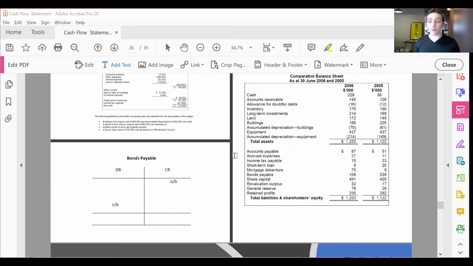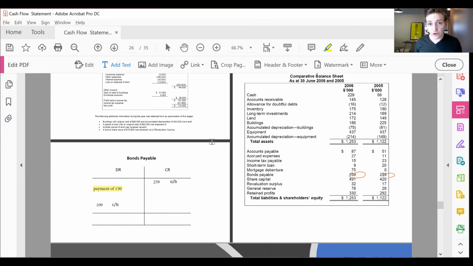So again, we're focusing primarily here on the net cash flow. So in relation to the bonds, they start off at 259, they end at 109. What that implies is we probably paid 150 in cash in terms of retiring our bonds. So let's just fill this in formally. Starts off at 259, ends at 109, which means there would have been a payment of 150. So that, of course, is going to go into our cash flow from financing as well. So again, we're going to need to keep that one in mind.